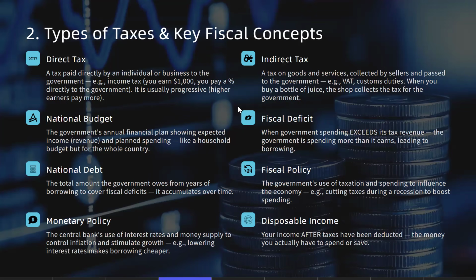Fiscal deficit, remember I said fiscal looks at the government, specifically tax. Fiscal deficit is when the government is spending more than it's earning. That's something we don't want, right?